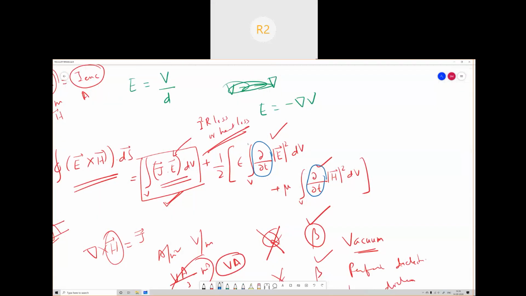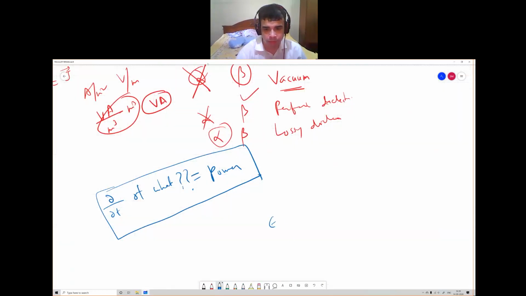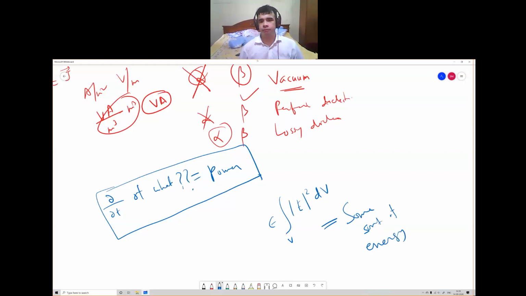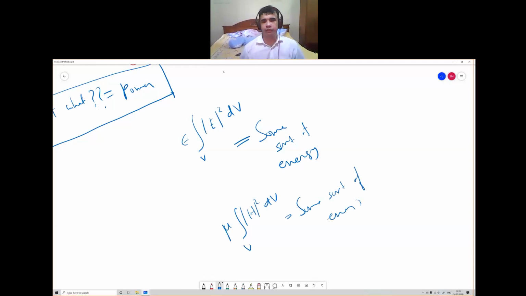So this will be some sort of energy. The remaining term is epsilon. What sort of energy can this be? And this energy is getting stored somewhere. Similarly, this will also be some sort of energy which is stored somewhere else. Agreed?